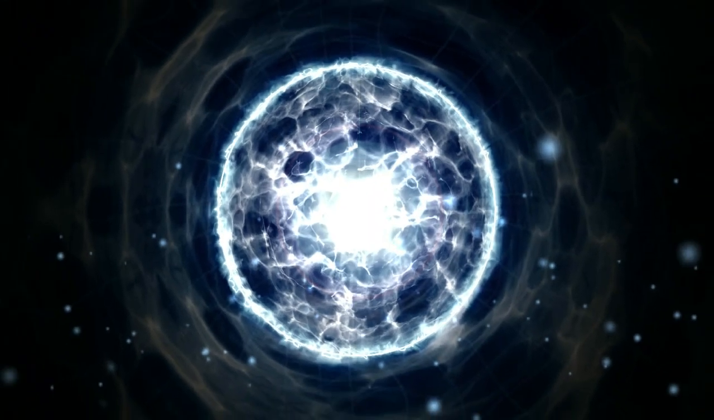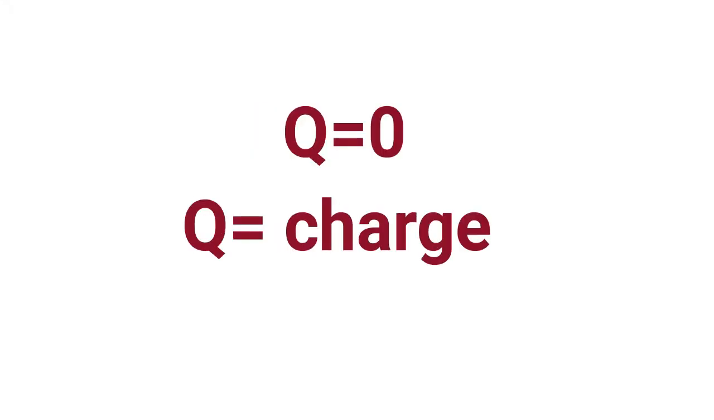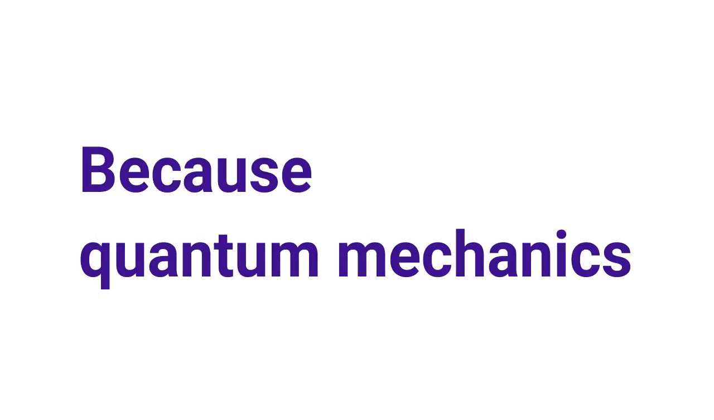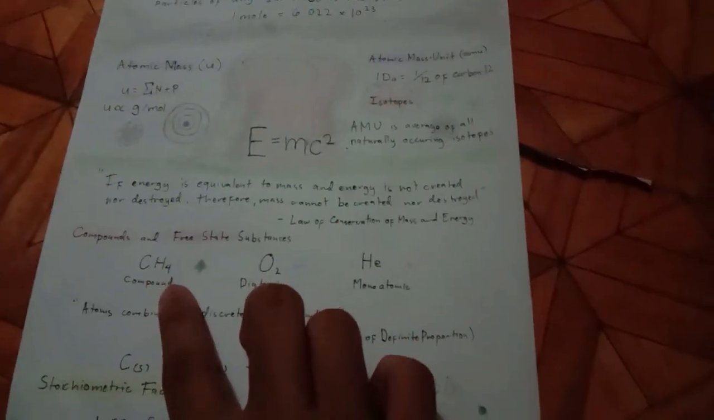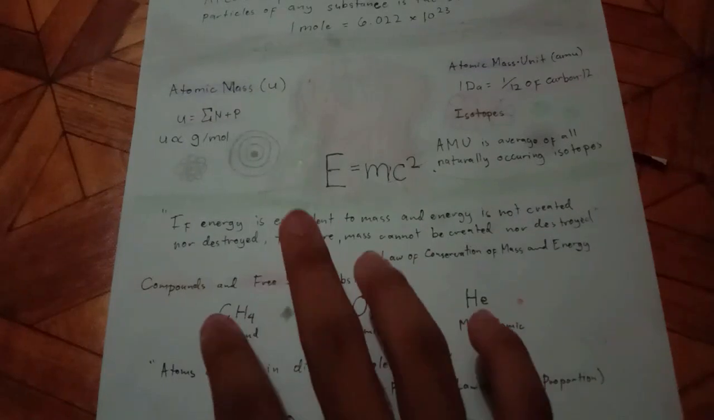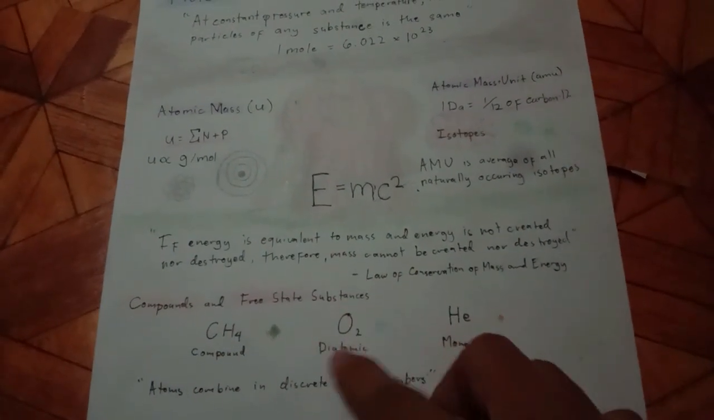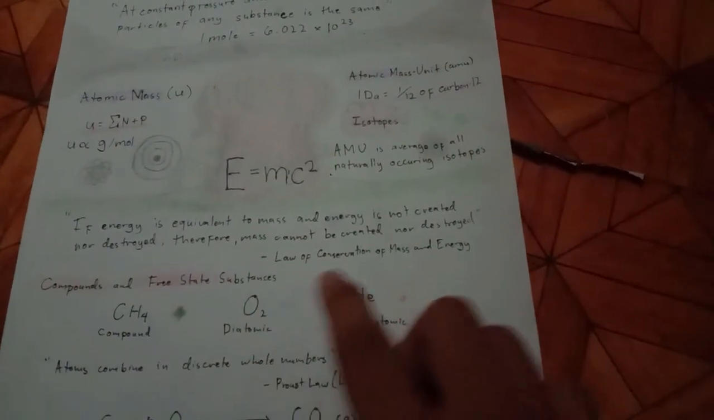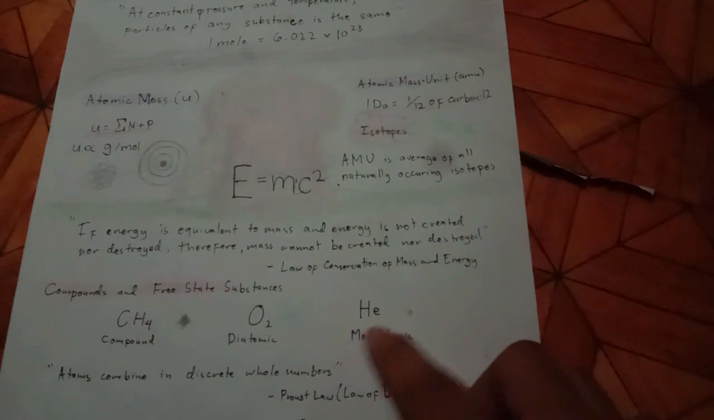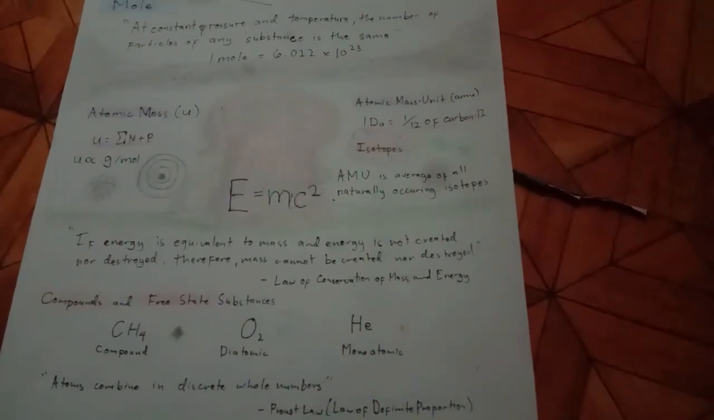Now we know how atoms are weighed. But how do they exist? Atoms or elements exist as either compounds, free states, or ions, which we will disregard for now. Compounds, like this hydrocarbon named methane, are two different elements bound to each other, and oxygen, which occurs as a diatomic molecule, is in its free state, since being diatomic gets rid of its charge. And helium is a noble gas that exists as a monoatomic atom, since it is stable enough to be on its own.